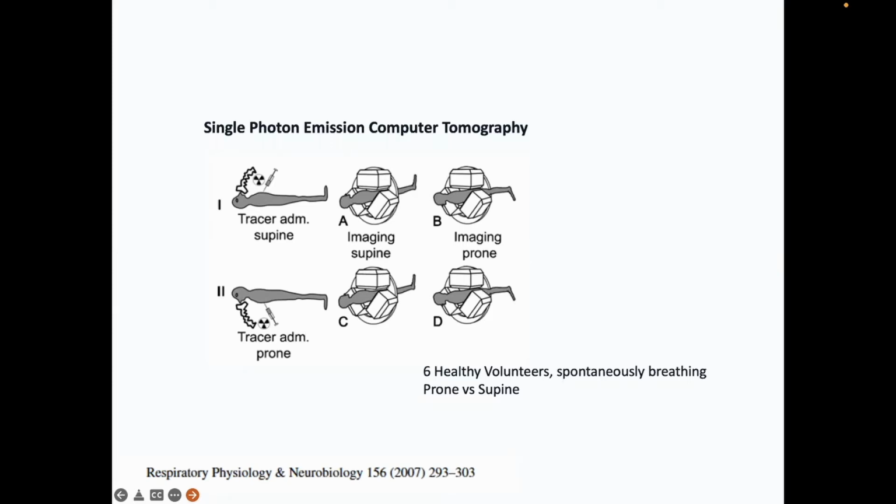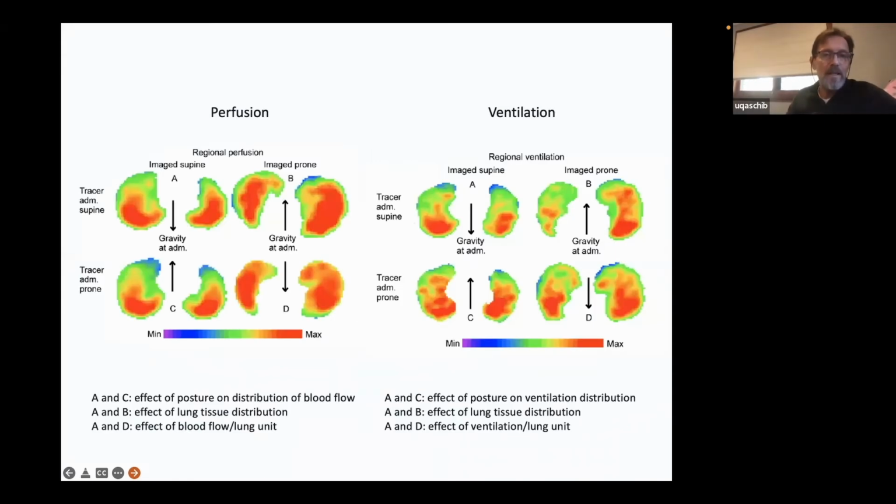Okay, so these are 2 experiments, 48 hours apart, where we have the tracer delivered in supine, or we have the tracer delivered in prone. And remember, there's an inhalation tracer or there's a perfusion tracer. Okay? Now, here you can see the perfusion on the left side and the ventilation on the right side. Okay. So, in the upper panel on the right-hand side, the tracer has been administered in supine position.